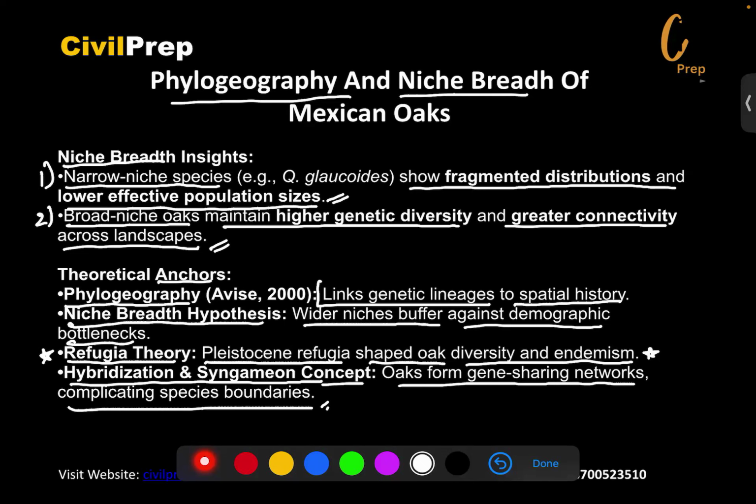So this part here we see that this is an important part of the phylogeography where we are looking at the genes and their lineages across the spatial distribution. Okay, so this was the second case.